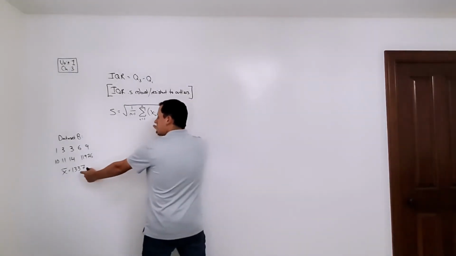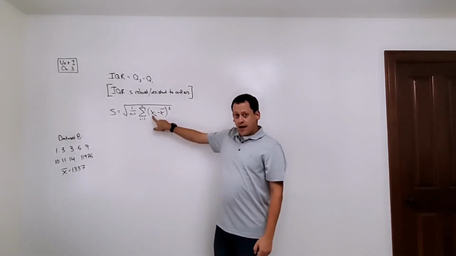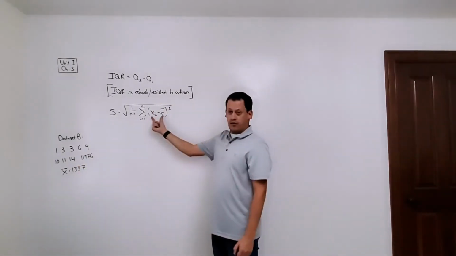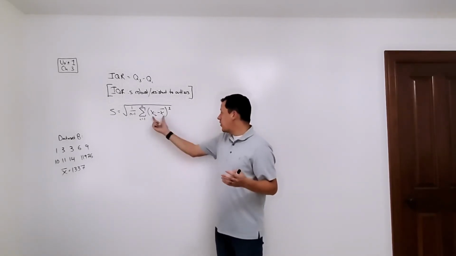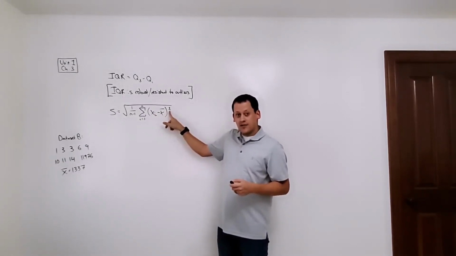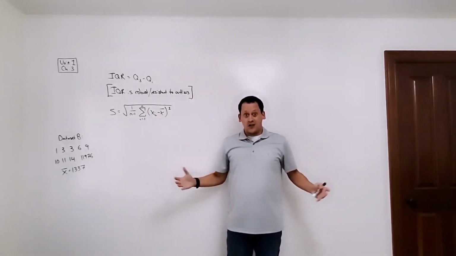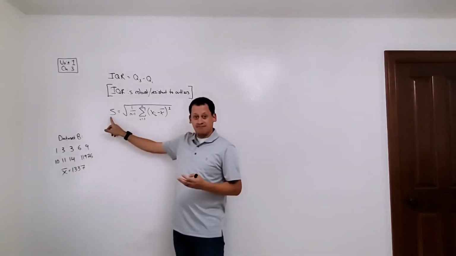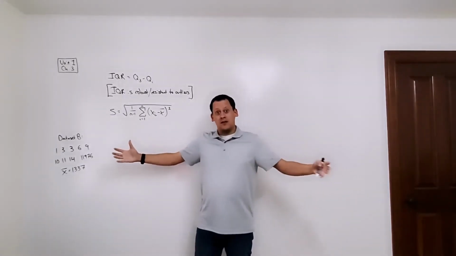X bar is 1,337. Most of the xi's are very small. So when we take this difference, that difference is going to be very large, right? And what are we doing to those differences? We're squaring them. So those large differences become very, very large squared differences. So if we have outliers in our data set, what's it going to do to the standard deviation? It's going to blow it up really, really big, right?